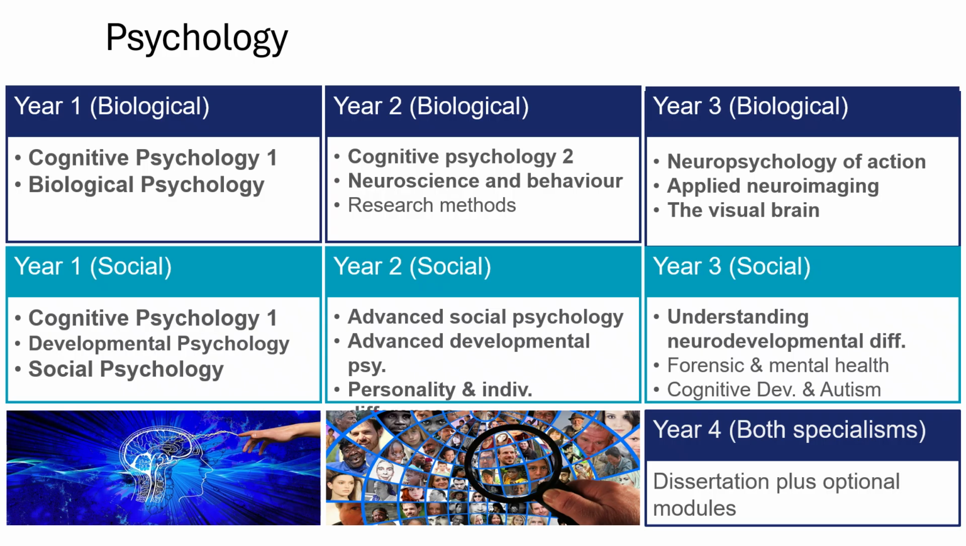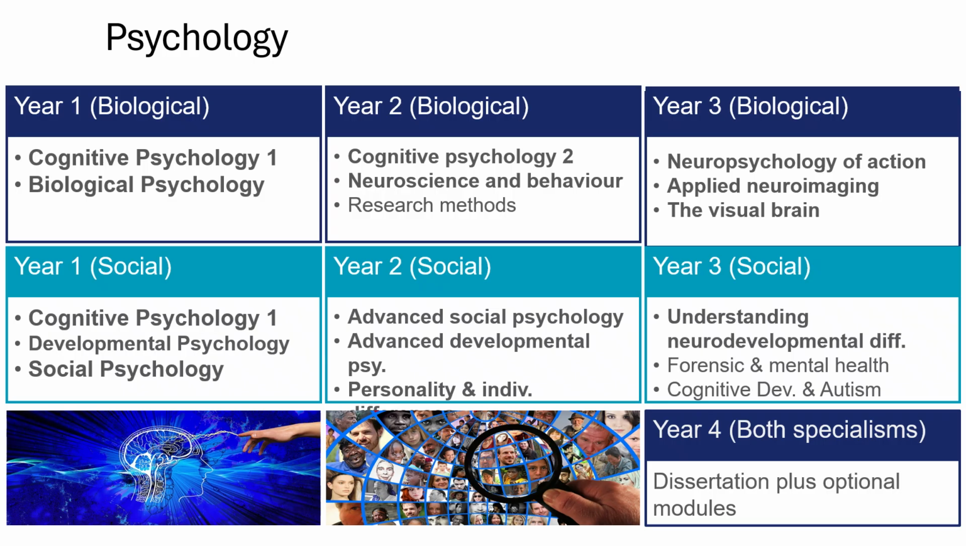In the third year, you will have core modules in neuropsychology of action, applied neuroimaging, and the visual brain. For example, in these modules, you will examine the psychological and neural basis for the planning and control of human action, but also you will be looking at visual experiences at different time scales and how they shape the structure and function of the visual brain.